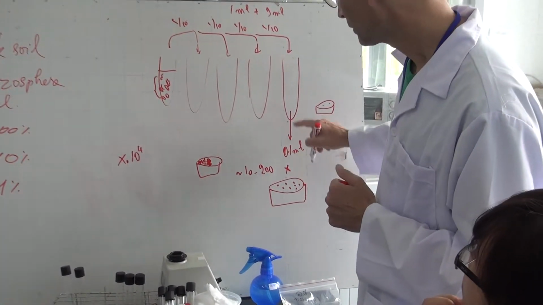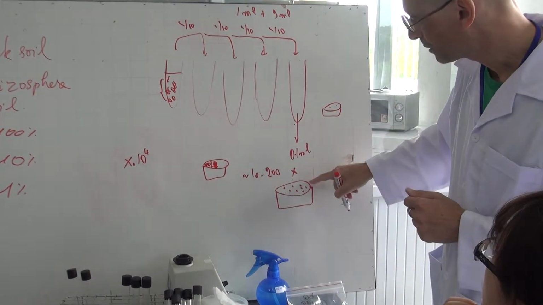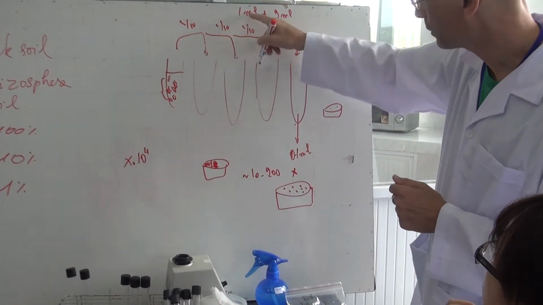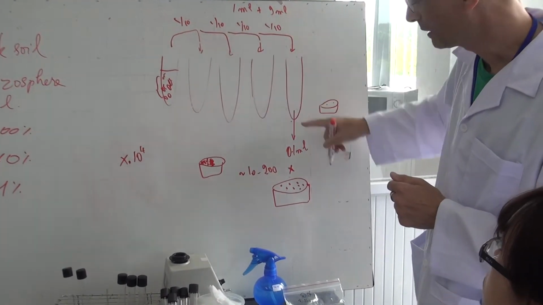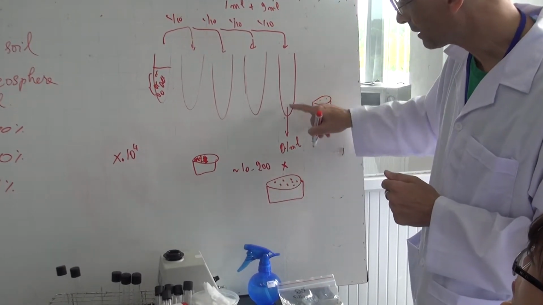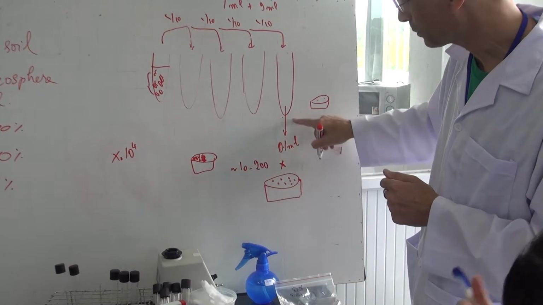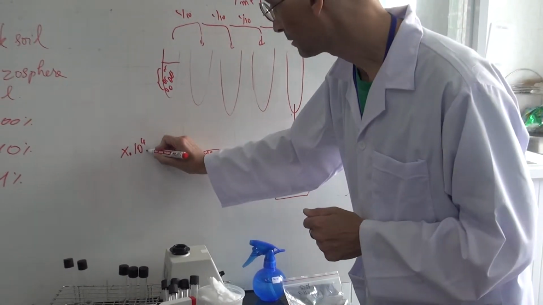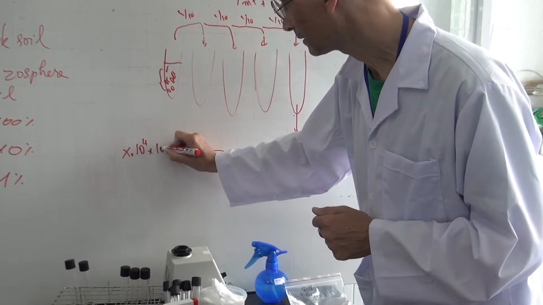Okay. Now you remember here each time we take 1 milliliter in 9 milliliter. Here we took 0.1. So the number of bacteria from here are from 0.1 milliliter. So we have to multiply this by 10 again.